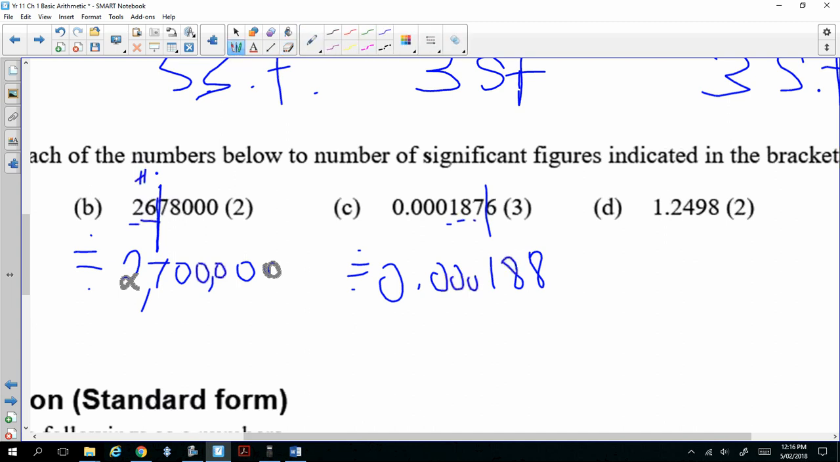Alright, next one, 2 significant. So you go 1 and 2, so you get 1.2. That's it. Any question? Pretty easy.